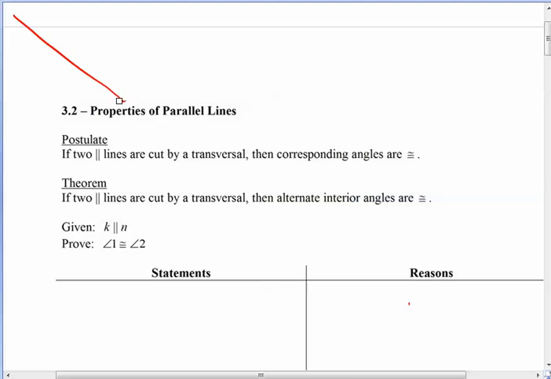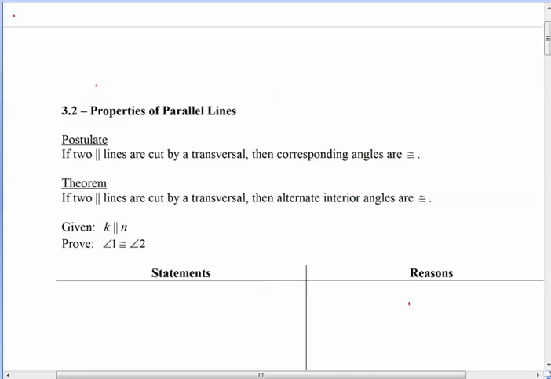Okay, this video will cover the first day of section 3.2 for the sophomores who were not here. And in this section, we learn 4 new reasons that we can use in proofs. One of them is a postulate, 3 of them are theorems. And if you recall, a postulate is something that we accept without proof.